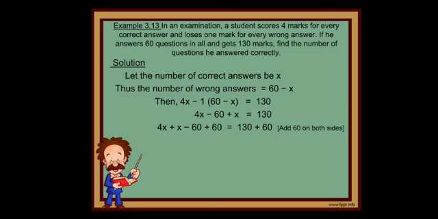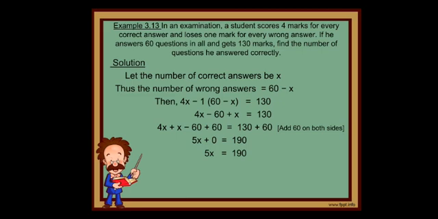What do we have to do to remove that minus 60? We have to add 60 on both sides. So 4x plus x minus 60 plus 60 is equal to 130 plus 60. Minus 60 plus 60 will become 0. 4x plus x is 5x. So 5x is equal to 130 plus 60, which is 190. 5x is equal to 190.